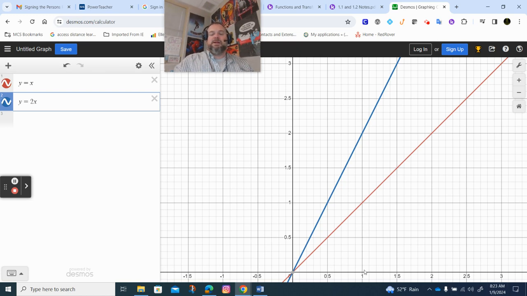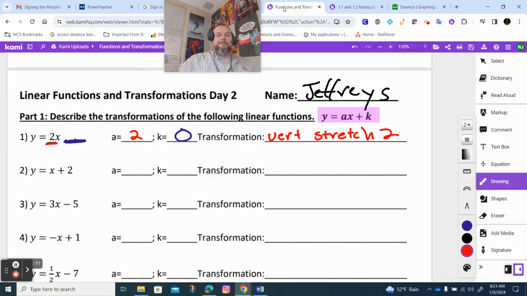So look, right here, here's 1. The first one in red, it's 1 and 2. I just stretched it up 2 more spots.